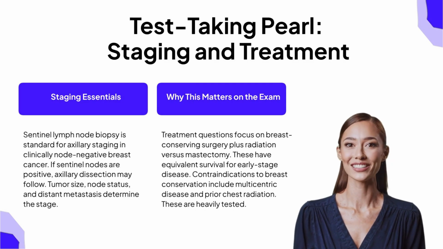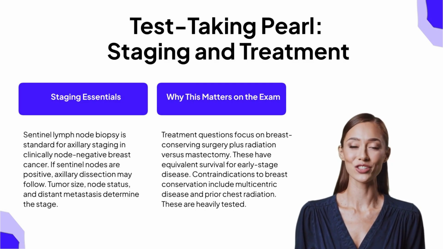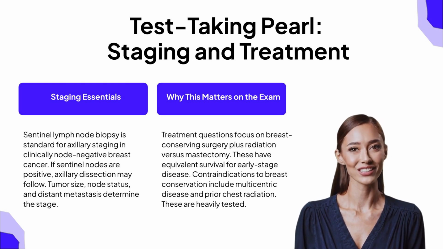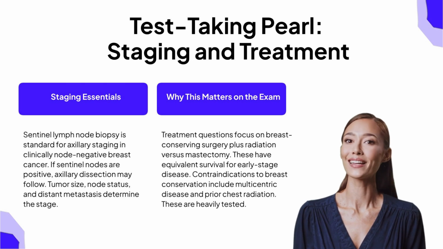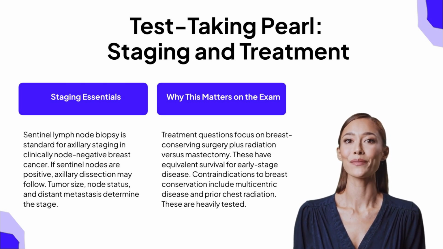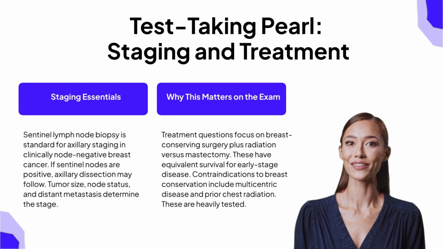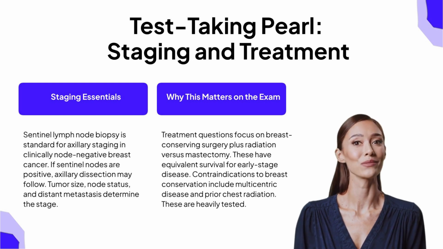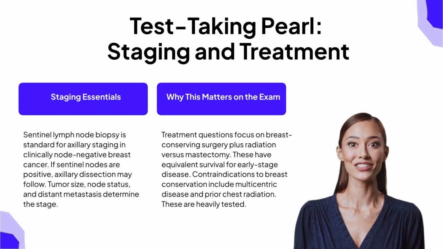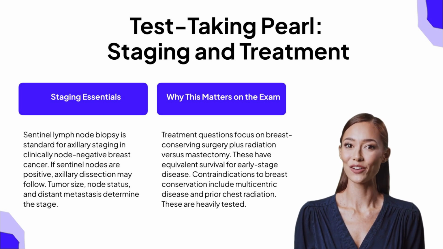Here is an important test-taking pearl on breast cancer staging and treatment. The boards love testing whether you know that sentinel lymph node biopsy is the standard for axillary staging in clinically node-negative breast cancer. If the sentinel nodes come back positive, axillary dissection may follow. Tumor size, node status, and distant metastasis determine the overall stage.